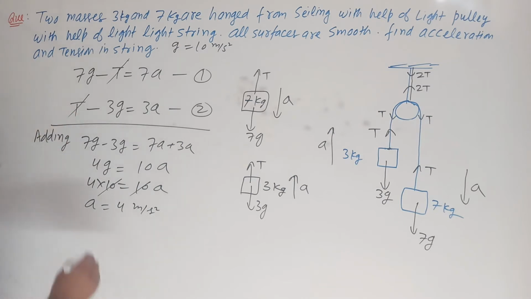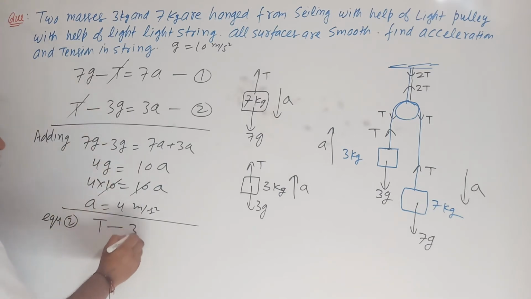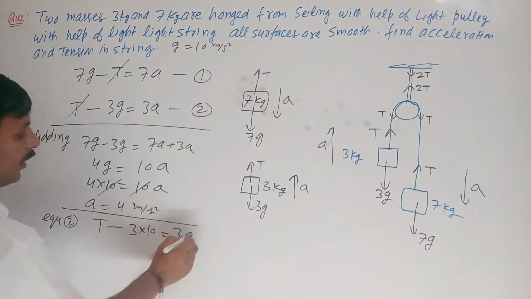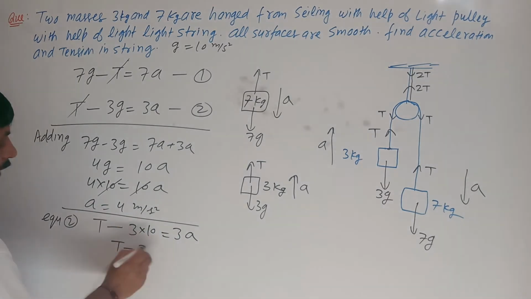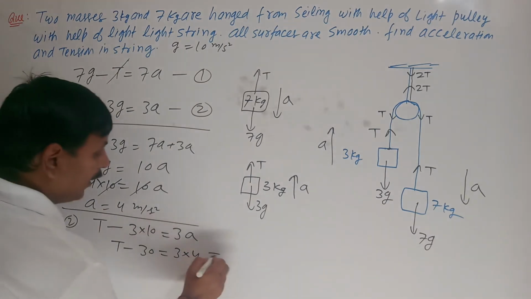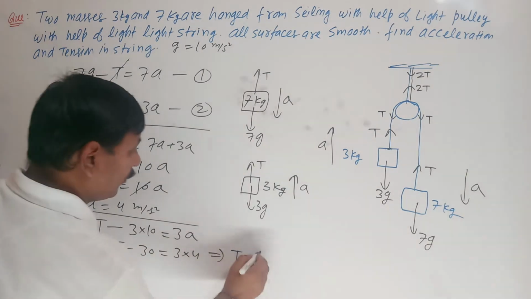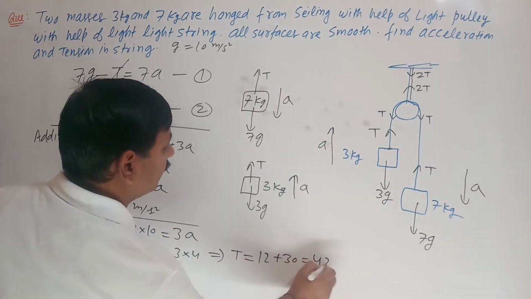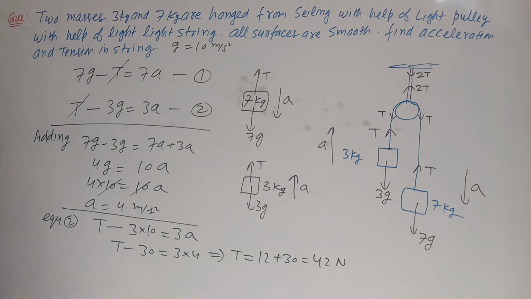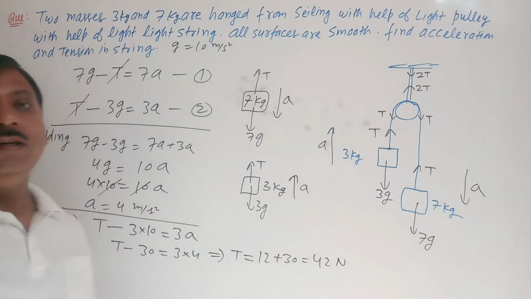What about the tension? So T is from equation 2. You can see here T minus 3g, where I have put g as 10, is equal to 3a. T minus 30 is equal to 3 times 4, which implies that T is equal to 12 plus 30, that is 42 Newton. So this will be the acceleration and that is the tension.